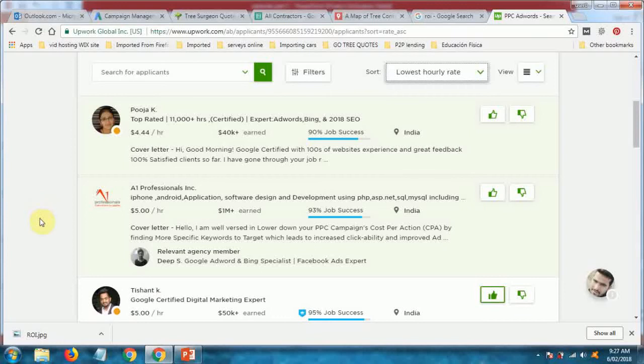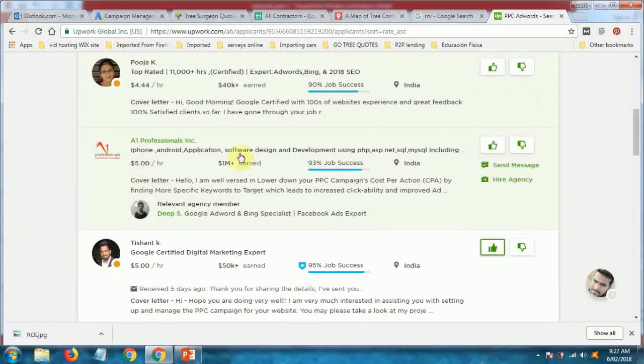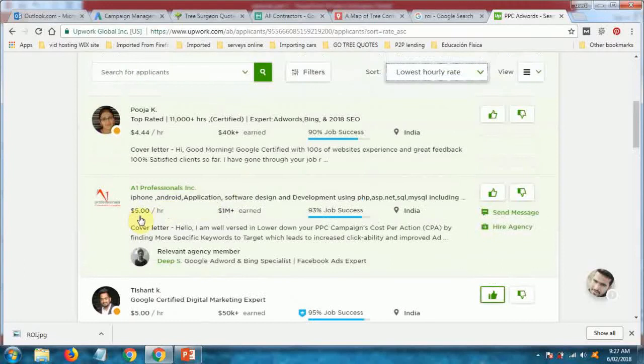Now, what you want is a single guy. You don't want a company. And how you tell the difference is, this one, for example, charging $5 an hour, and they've earned a total of $1 million plus. Now, they would have had to work 5 lifetimes to earn that amount of money. It's just not possible. So they're actually an agency. You can see here too, hire agency.